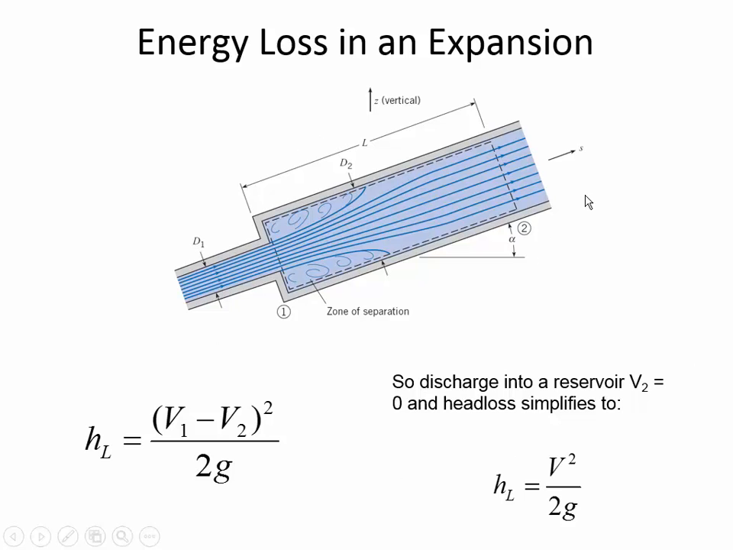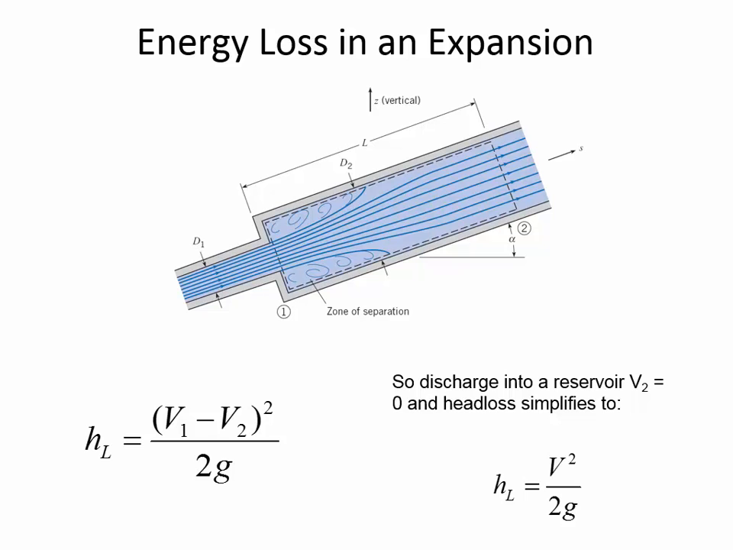Now the extreme is what if the diameter of the pipe downstream is very, very large. So here on the board is a drawing of a pipe that's flowing into a reservoir. Think about the water inside the pipe before it gets to the reservoir compared to just after the water is inside the reservoir and how things are different with the energy.